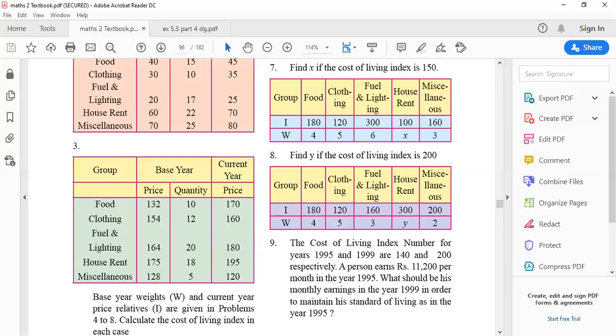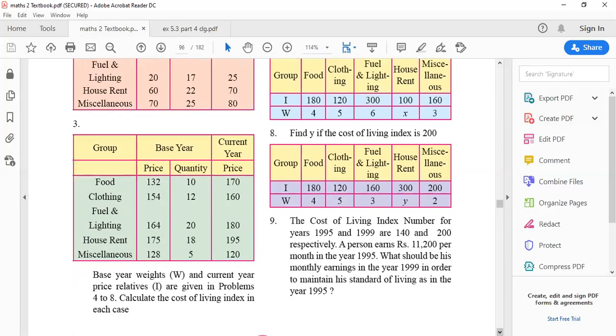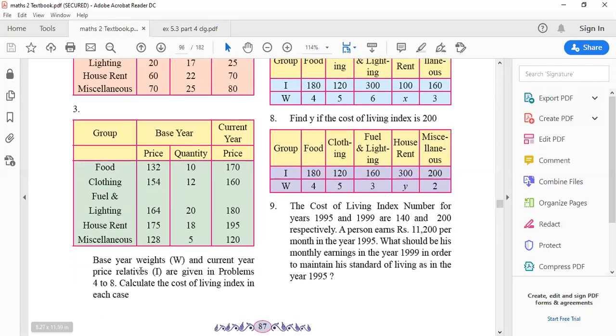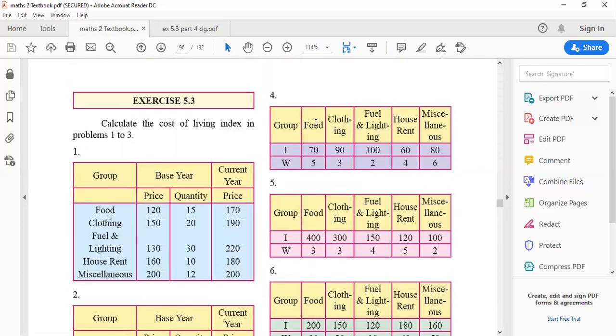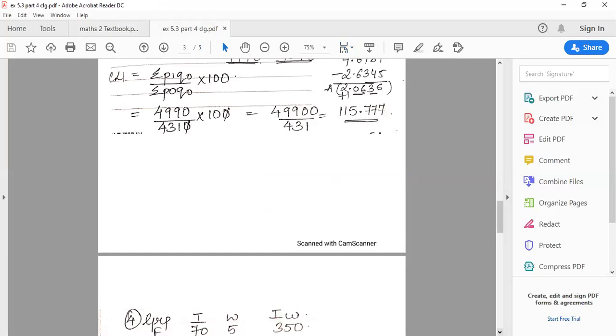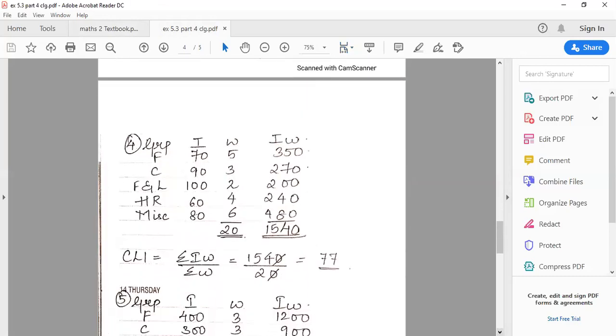Now coming to the fourth sum. Base year weights W and current year price relatives I are given in problems 4 to 8. Calculate the cost of living index in each case. So coming to sum number 4 over here. The group is given. Now there are only 2 columns, I and W. So this is which method? The second one, family budget method. Okay. So we'll see how the family budget method we have to solve.